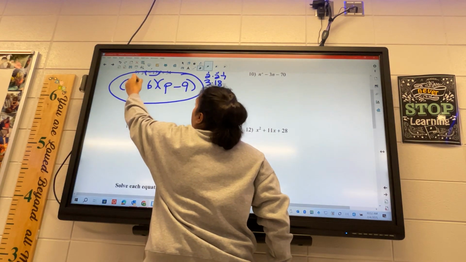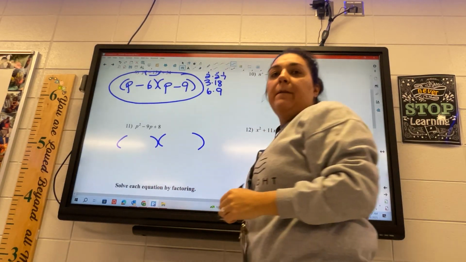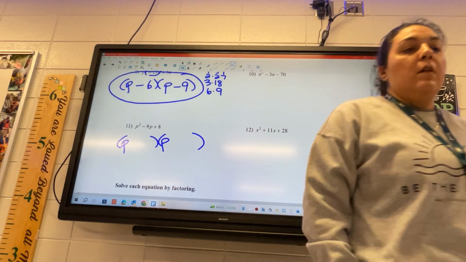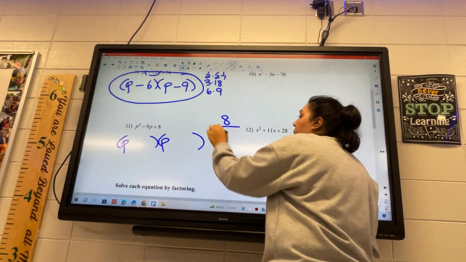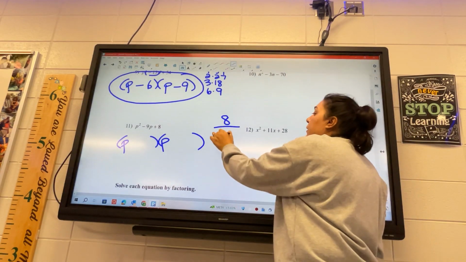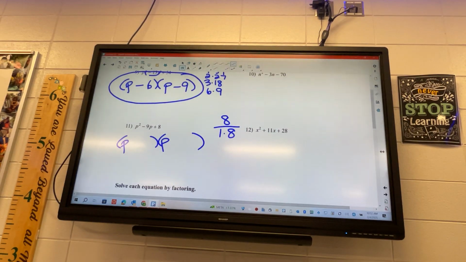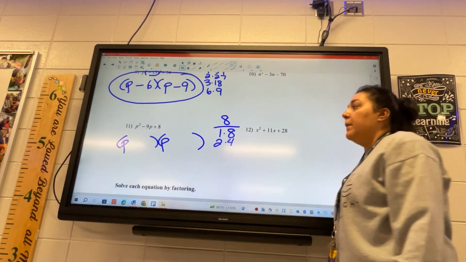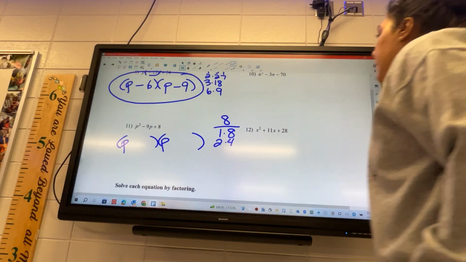Look at number 11. We're going to do what first? Draw the parentheses. Then what? P and P. We're going to make a list of what number? 8. What's the very first one? 1 and 8. Good. Does 2 go in? Yeah, 2 and 4. That's it. Of these two groups, I need something to give me 9.